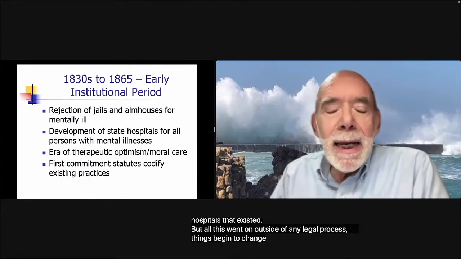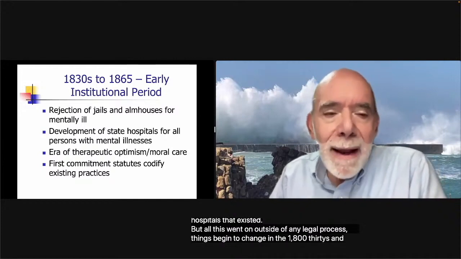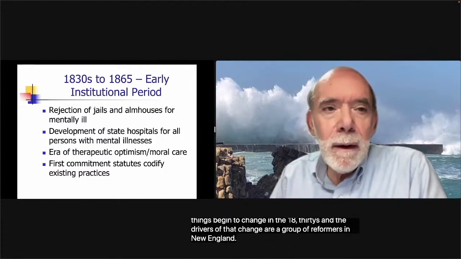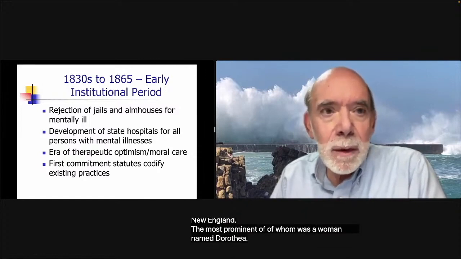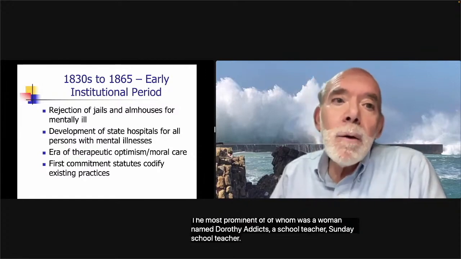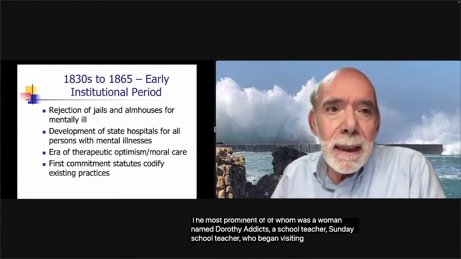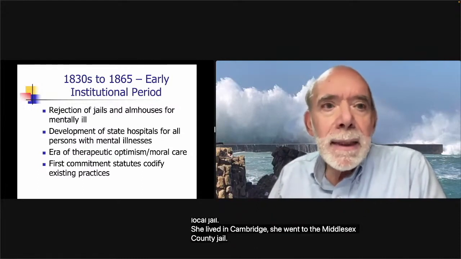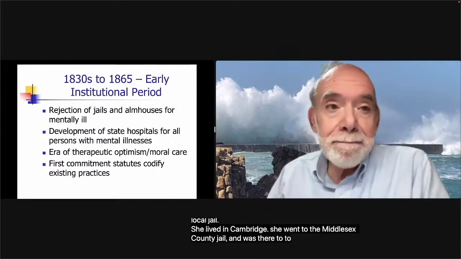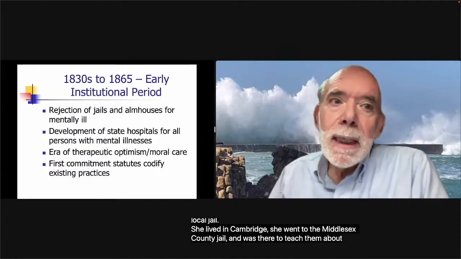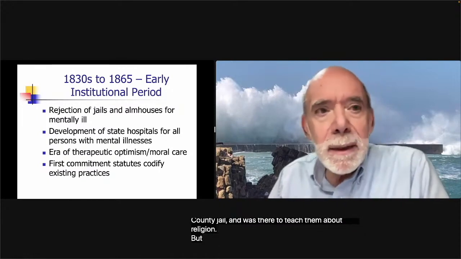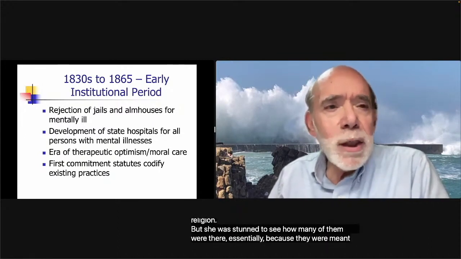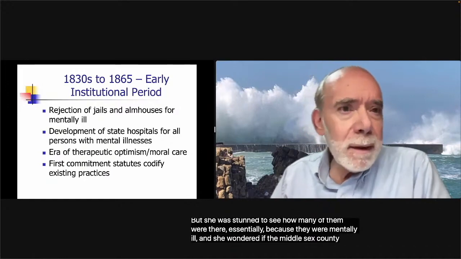Things begin to change in the 1830s, and the drivers of that change are a group of reformers in New England, the most prominent of whom was a woman named Dorothea Dix, a Sunday school teacher, who began visiting inmates in the local jail. She lived in Cambridge. She went to the Middlesex County Jail and was there to teach them about religion. But she was stunned to see how many of them were there essentially because they were mentally ill. And she wondered if the Middlesex County Jail was unusual in some way.